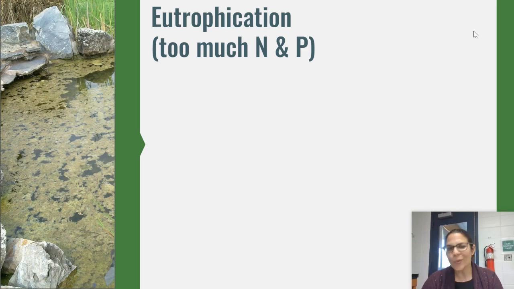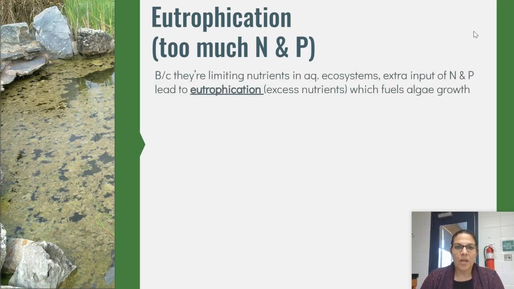Here's the eutrophication. I swore it was in there somewhere. So nitrates and phosphates, when we put too much on our lawns, our crops, our gardens, it rains and it runs off into bodies of water. So now these bodies of water have excess nutrients in them that are typically limiting factors.